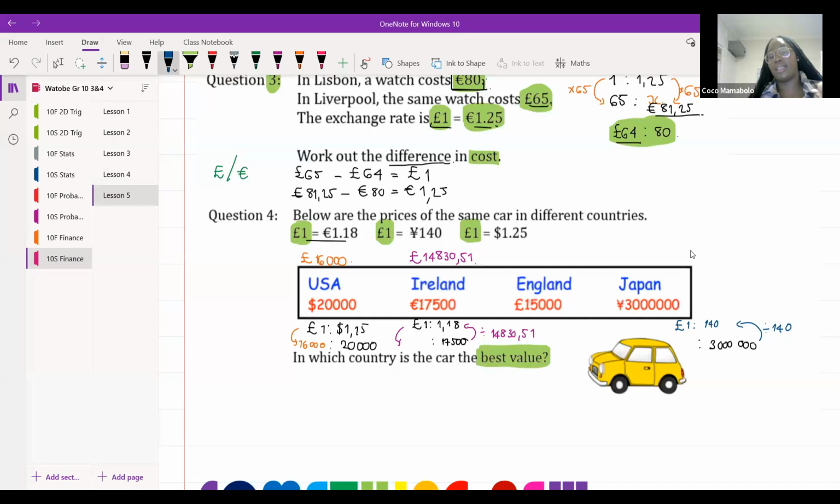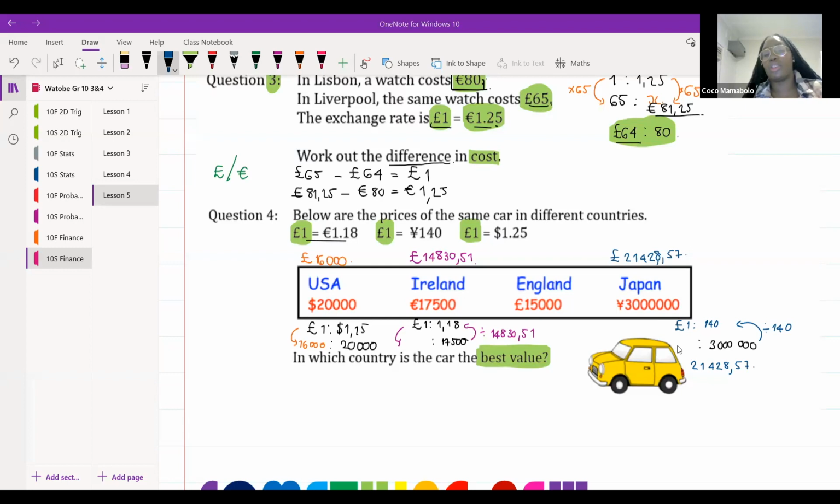Correct. That's it, Nyasha. And very good. We're going to get 21,428.57. Good. So we know that if I have 3 million Japanese yen, then I actually have 21,428.57 pounds. So the question still stands, guys.